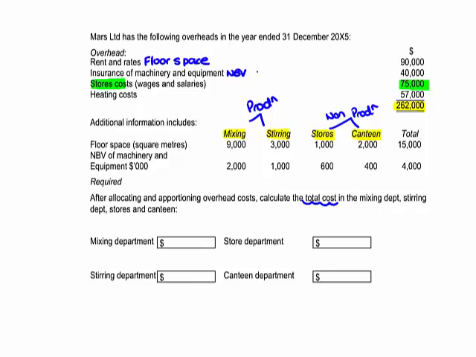And then finally we've got the heating costs. Sometimes you might do heating costs on volume, but we don't have information about the volume, so we need to make the best use of the information that we've got. So again, we could do that on the basis of floor area. So what we're going to do now then is apportion those costs to the different departments.